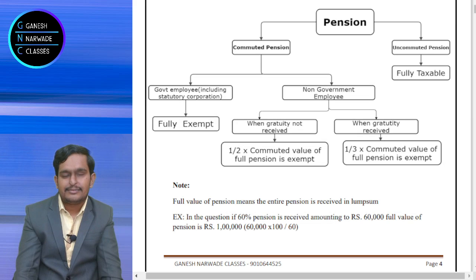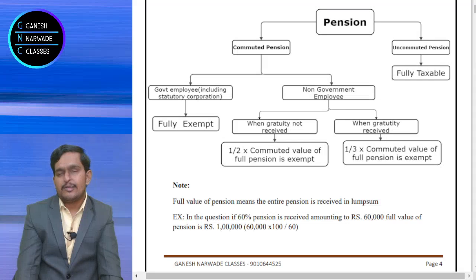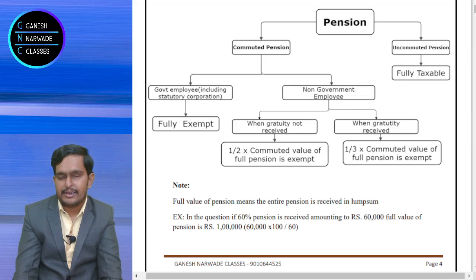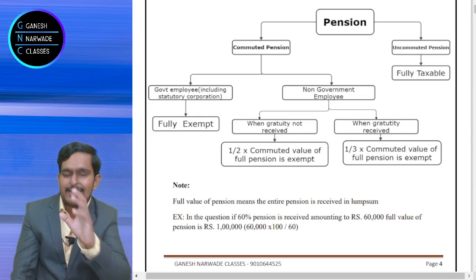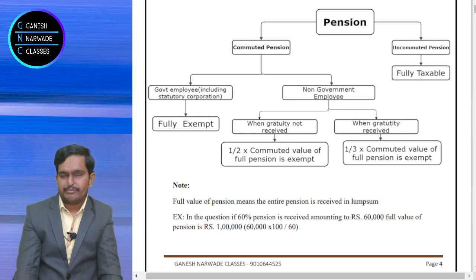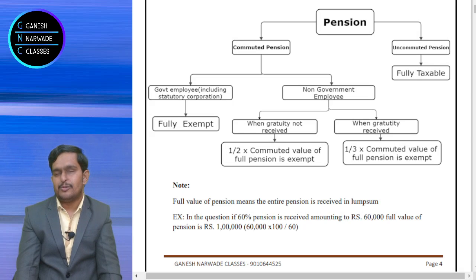Are you clear? Suppose you are not receiving gratuity, then what will happen? Then also, the commuted pension received is 6 lakhs, less 1 by 2 into the full value of pension, 1 by 2 into 10 lakhs. So it will come to 5 lakhs. So 6 lakhs minus exempt amount 5 lakhs, so 1 lakh is taxable commuted pension. Like this you should be able to do.